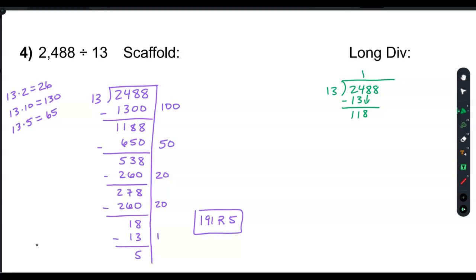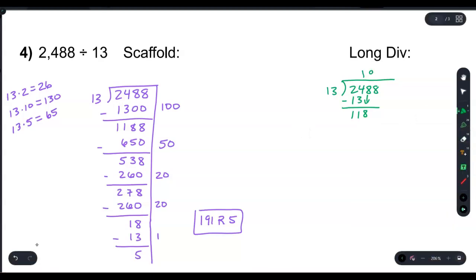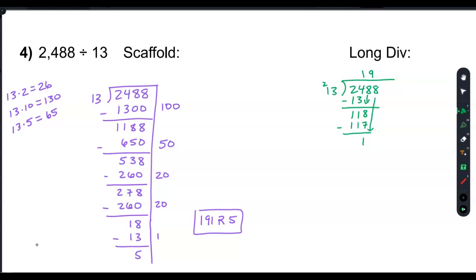I know 13 times 10 is 130, so I'm going to just try a little less than that then. Let's try 9. 9 times 3 is 27. 9 times 1 is 9, plus 2 is 11. Yep, that was a great choice. So my remainder is 1, but then there's still this 8 to bring down. And then 13 goes into 18 one time, which is 13. Subtract, and I get 5.